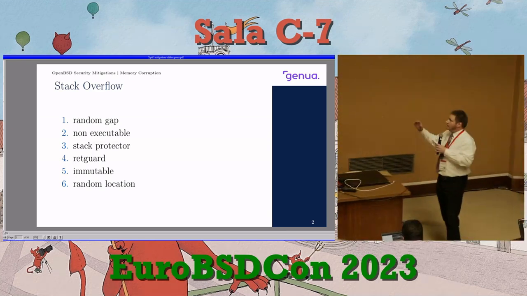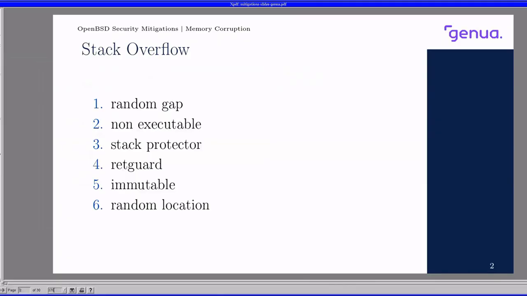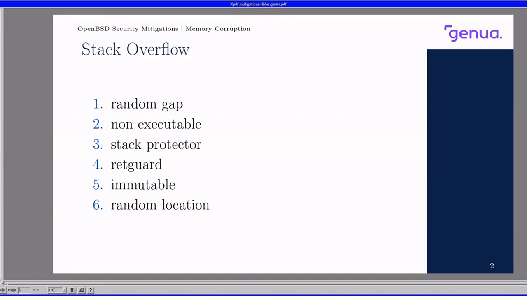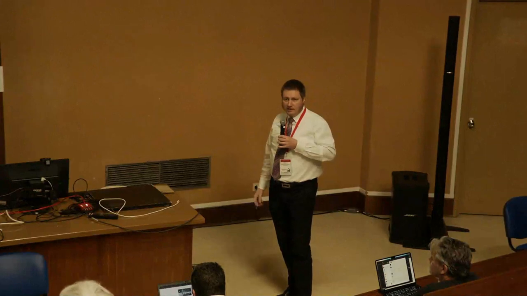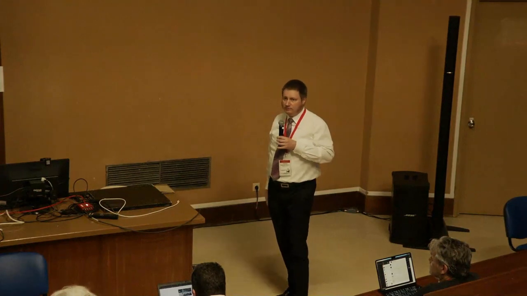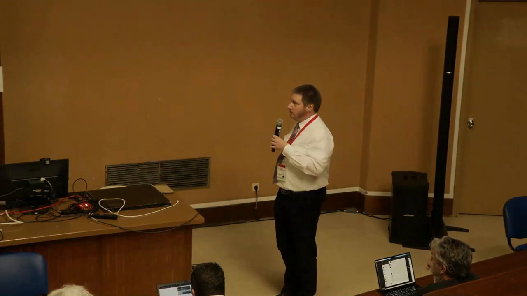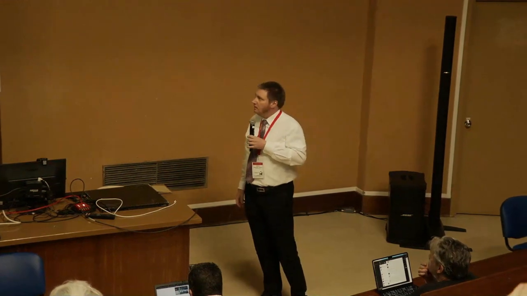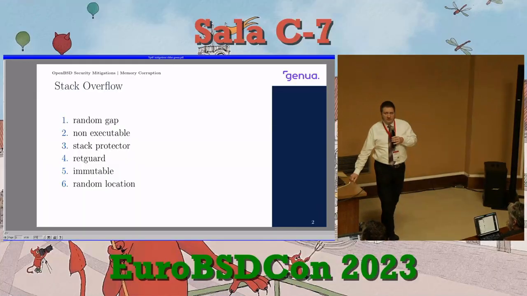Okay, so let's start with the stack overflow. That's the very basic security problem you have. It's very old. It's very easy to use. And that's the order in which we added mitigations to it. We started in the year 2000. We added a random gap at the beginning of the stack so that it's not always at the same location. It's just within one page, a few bits of randomness. The next thing is non-executable stacks. That's more or less standard nowadays.